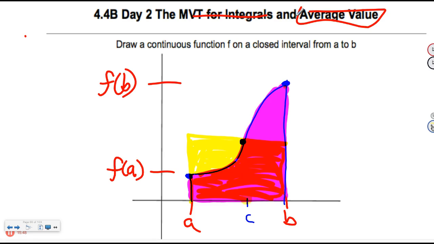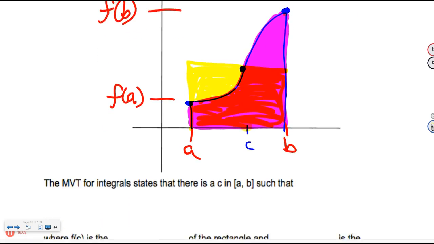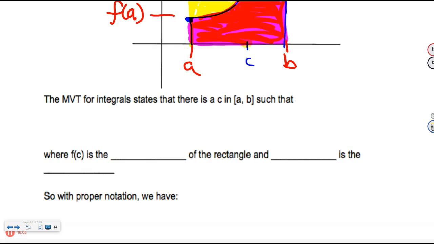Area under the curve. And what the mean value theorem for integrals says is there has to be at least one value c so that such a rectangle exists. I don't care about that. I don't even care really if you can find c. What I care about is what I write in this next part.